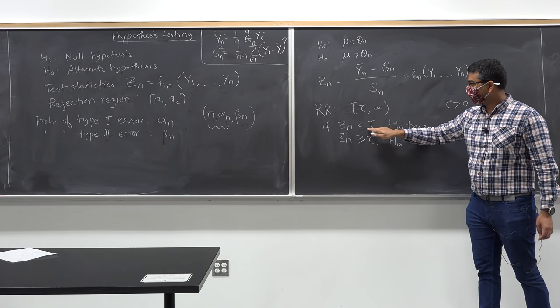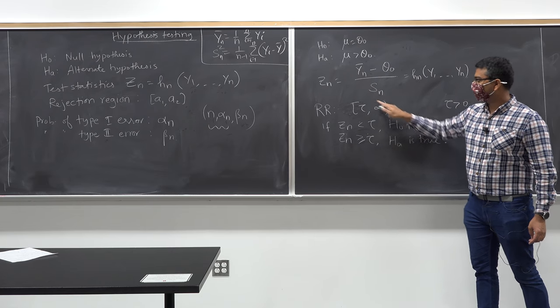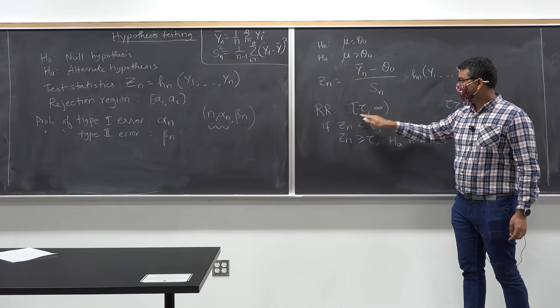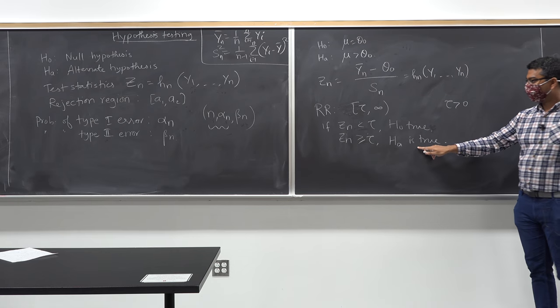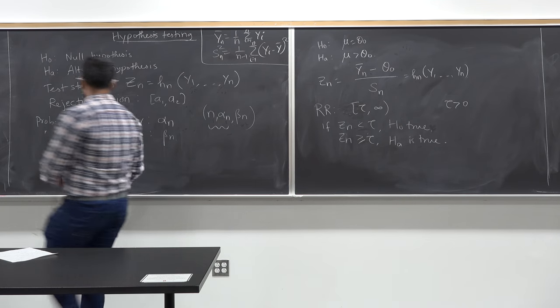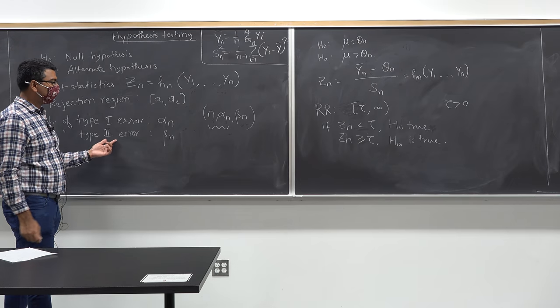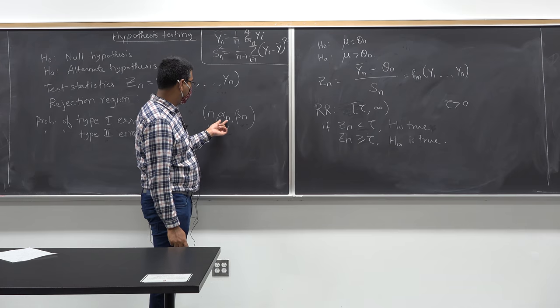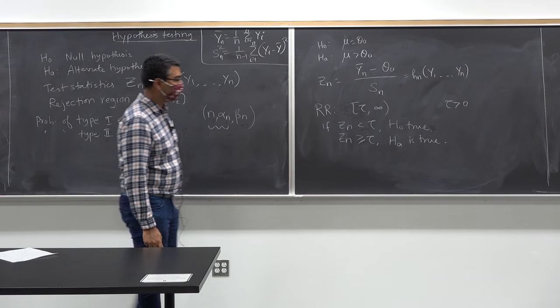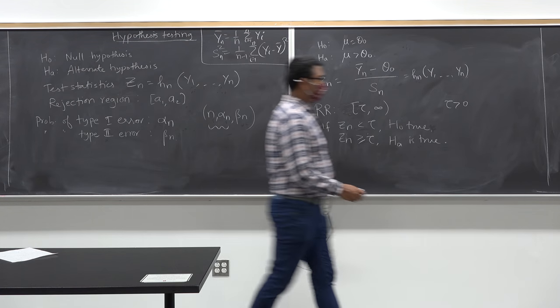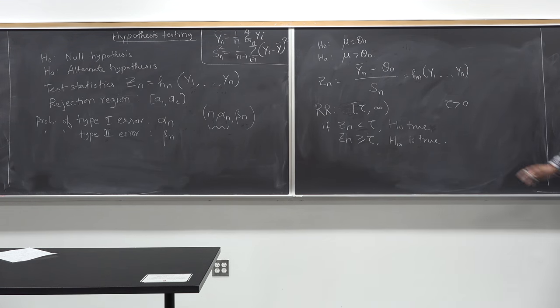The rejection region is tau comma infinity. If Zn is less than tau, which means Zn doesn't lie in the rejection region, then you accept the null hypothesis. If Zn is in the rejection region, you reject the null hypothesis and accept the alternate hypothesis. And of course, there is an associated probability of type 1 error and probability of type 2 error. You can pick whatever n and alpha n you want, and beta n will automatically get decided based on what is known as concentration of measure for this particular problem. Everyone understands this?